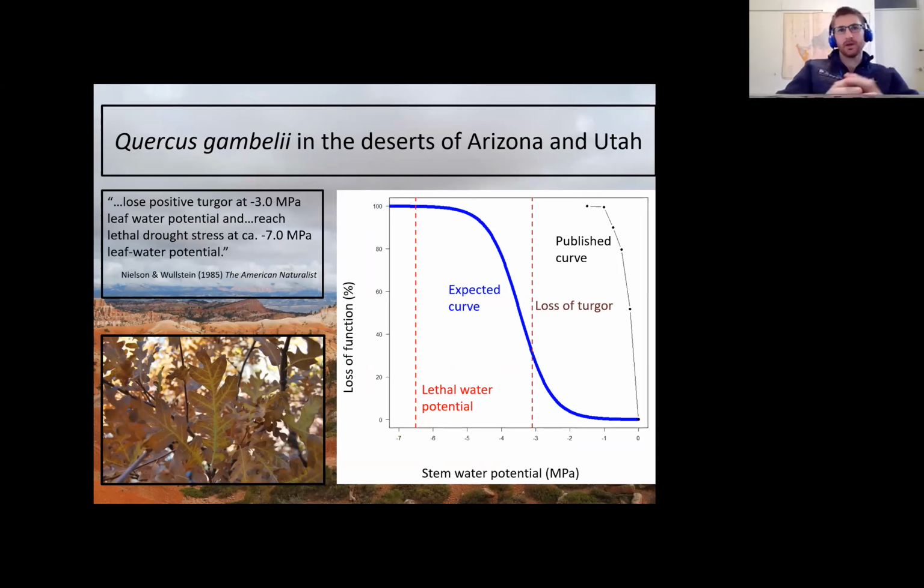And just to take one species to explain how different this is from the prevailing paradigm or framework that I outlined earlier. We have an expected curve for this one species, Quercus gambelii, in the deserts of Arizona and Utah in the western United States. So the blue line shows what we maybe expect just based on our fundamental principles of physiology, with knowledge of the turgor loss point and where the species loses complete function, or the lethal water potential.